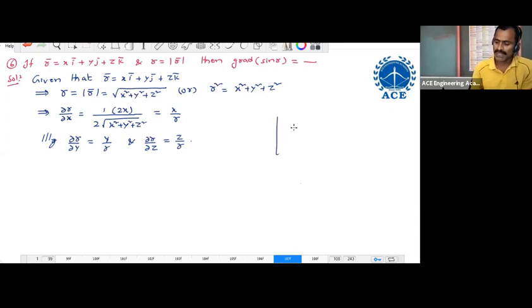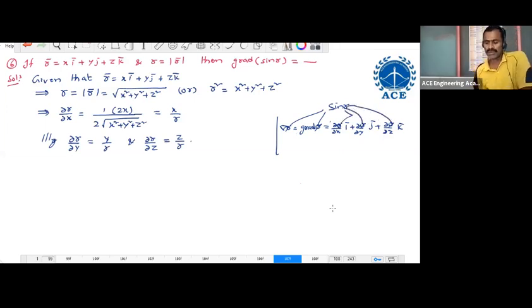The gradient formula is like this: del phi, grad phi equal to dou phi by dou x into i bar plus dou phi by dou y into j bar plus dou phi by dou z into k bar. Here the phi function is sine r. In place of phi, write sine, and then differentiate. We get the gradient of that function.